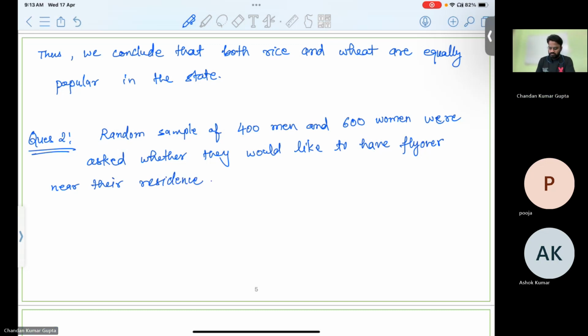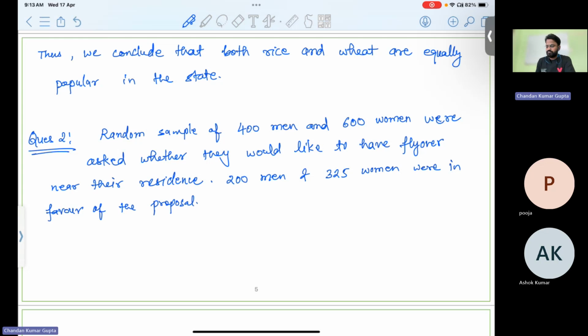Okay. So we get the information like 200 men and 325 women were in favor of the proposal. Now test the hypothesis that the proportion of men and women in favor of the proposal are the same.